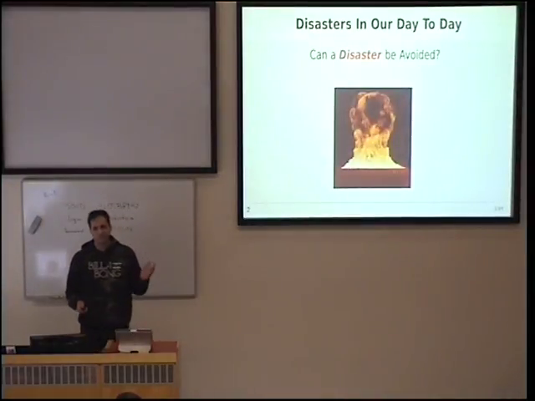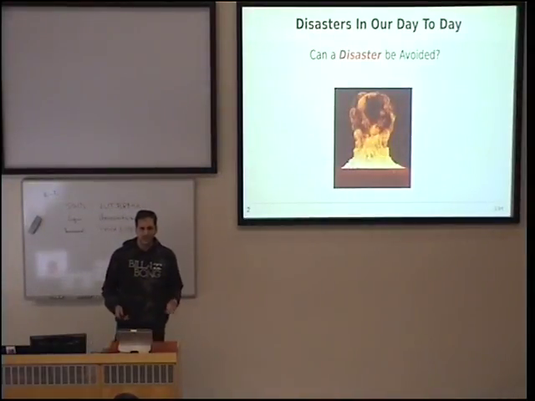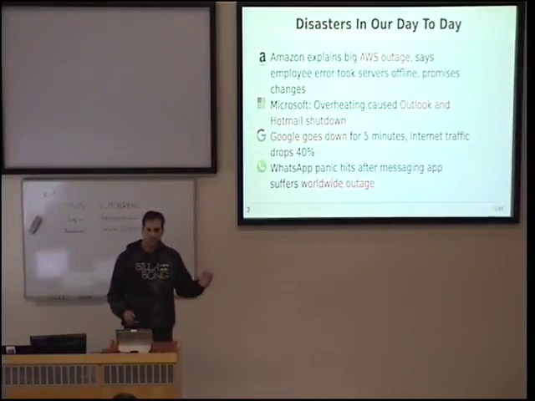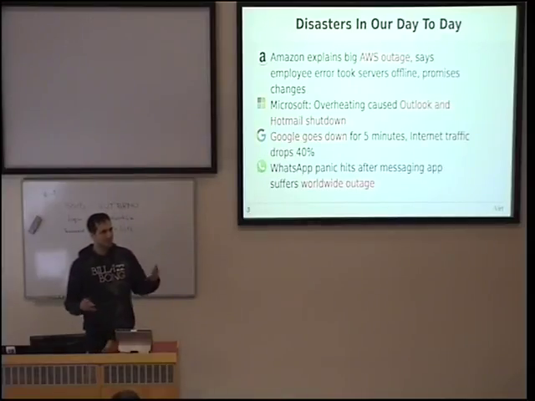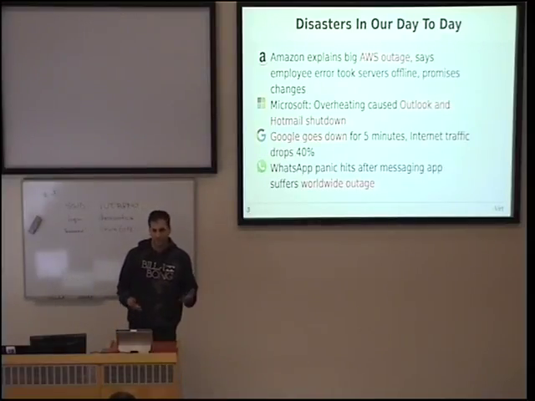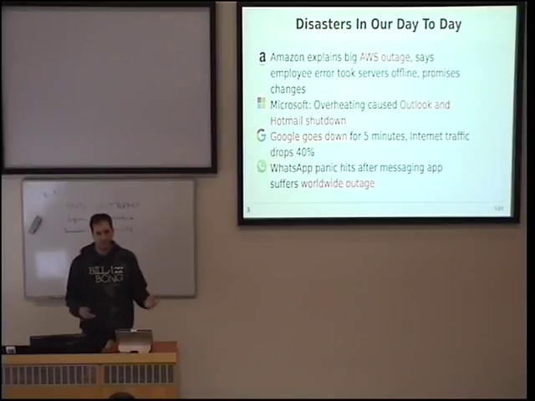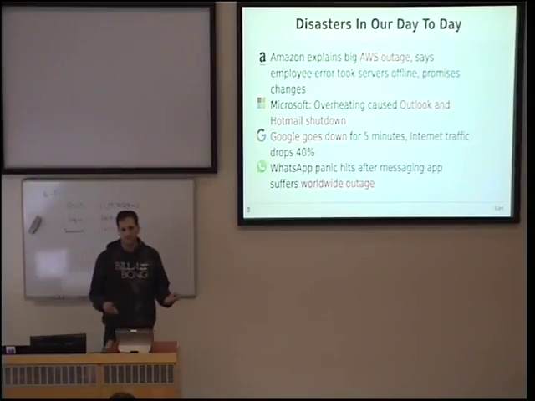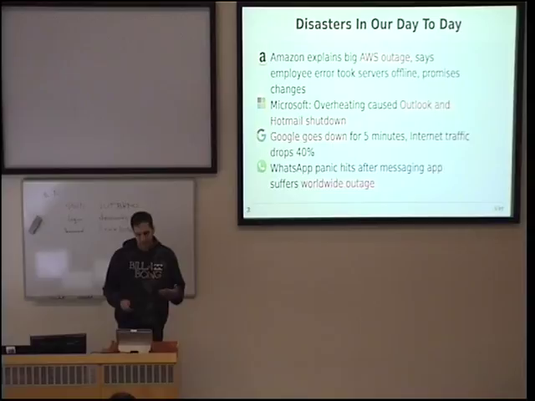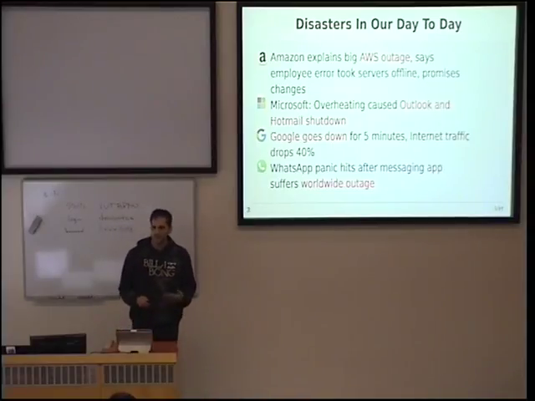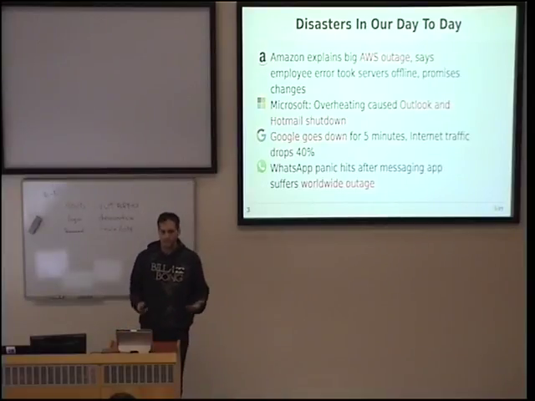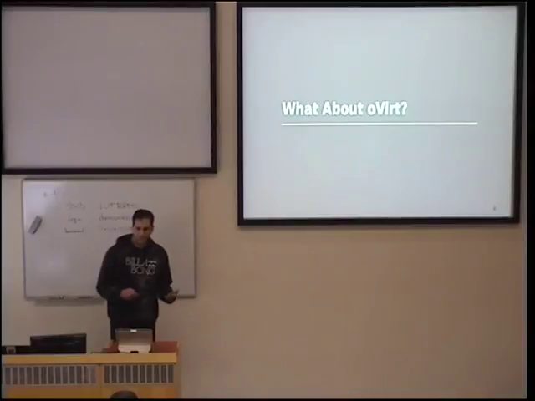So we'll start with a really rhetorical question: can a disaster be avoided? Well, I know it's a stupid question, but when I Googled it, I figured out that really many big companies, well-known companies, encountered a disaster one way or another in their lifetime. And you can't really avoid any disaster. But what really makes people appreciate companies is how they recover from them, how they recover fast and efficiently without almost any data loss. So what about oVirt and disaster recovery? How do we support this?